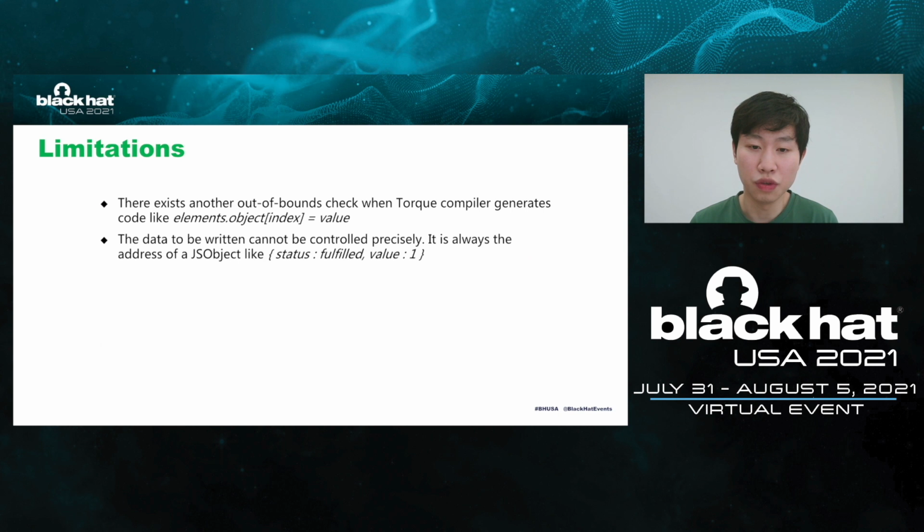Unfortunately, this would only crash the process, because there exists another out-of-bounds check in the code the Torque compiler generates. So we want to figure out another way. Another constraint is that we cannot precisely control the content of the data to be written. It is always the address of a JS object which describes the outcome of the settled promise.